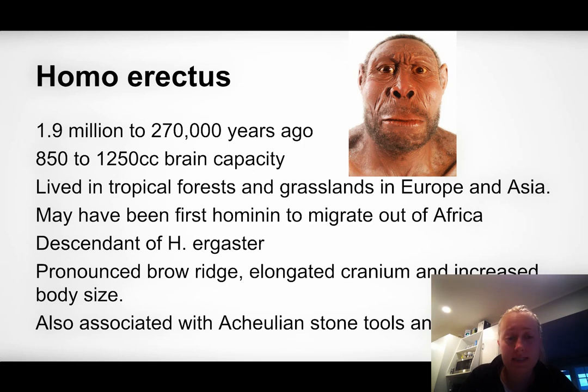They are definitely a descendant of Homo ergaster. And like I said before, some people believe that they're actually the same species. They still have quite a decent sized brow ridge, an elongated cranium, and again, that increased body size. So like I said, usually as the brain gets bigger, the body gets bigger because you need to power that big brain. These guys are also associated with the Acheulean tools, stone tools, and they definitely had fire.